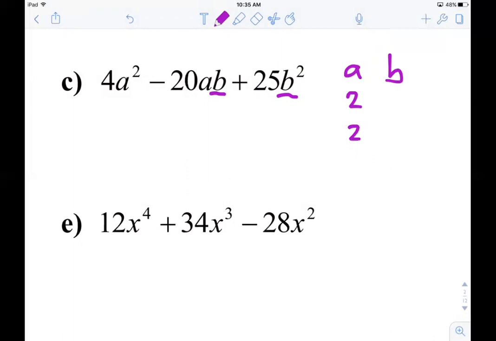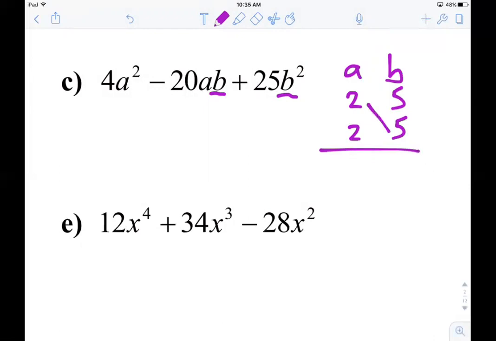Now again, for the b's, I need them to multiply together to give me 25. Well, again, I could try lots of different combinations, like 1 times 25, but I'm going to try just 5 and 5 and see what that gives me. Let's say I keep them both positive for now.